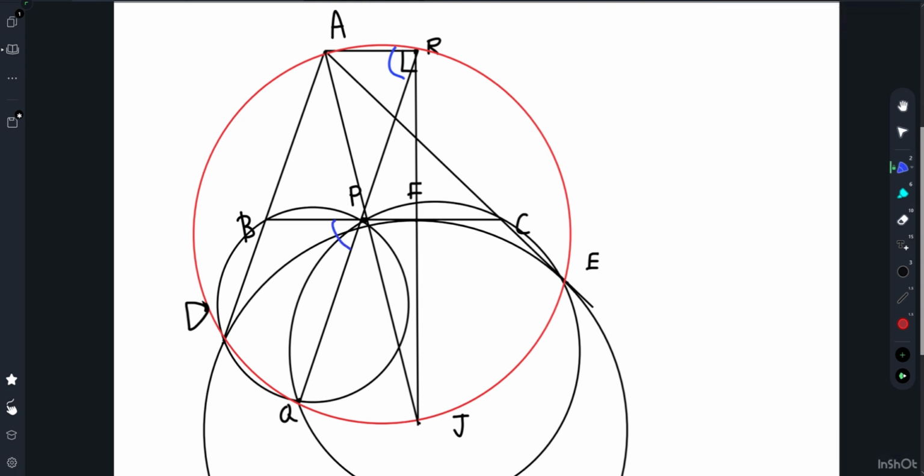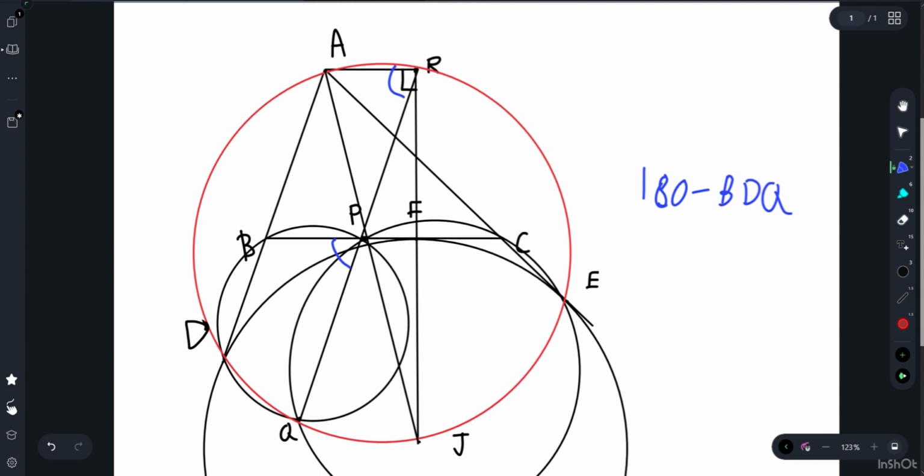So this angle is equal to 180 degrees minus BDQ, because BDQP is cyclic. And ARP is equal to BPQ, and we want to prove that. So ARQ is equal to AEQ because of cyclic quadrilaterals. So let me just draw that real quick.